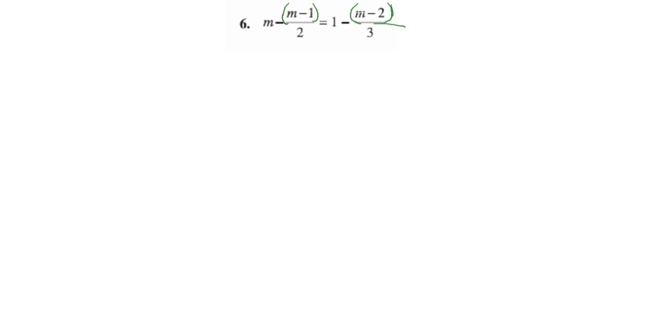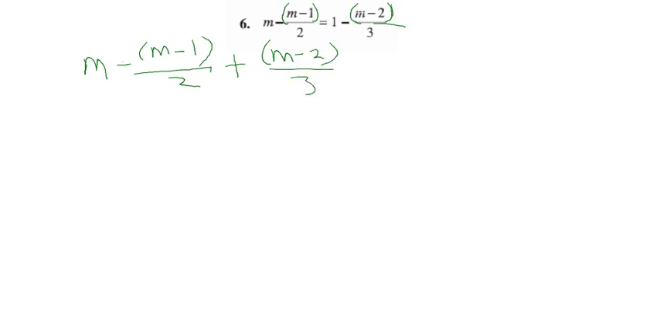Now if I have to rearrange this, m minus 2 divided by 3, you can move to the left side. So you can write it like this: m minus m minus 1 divided by 2, and this is from the right side. If you move it to the left side, it becomes a plus sign. We keep it as a group, so divide by 3. And now the only thing left on the right side is the number 1.